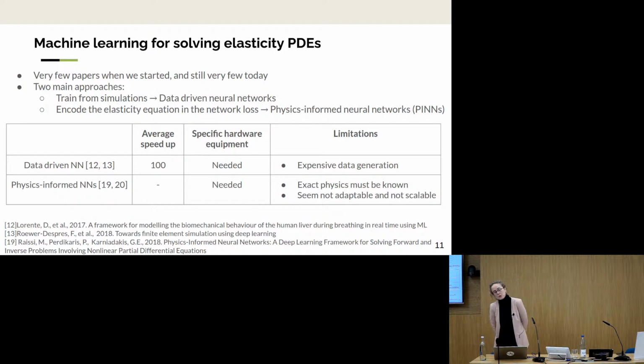Either we used data-driven neural networks or physics-informed neural networks. In data-driven neural networks, usually simulated data is used to train the networks in order to make them learn the elasticity equations. The problem with these approaches is the expensive data generation process. The other option is physics-informed neural networks that encode the elasticity equations and the initial and boundary conditions directly in the loss function of the network.